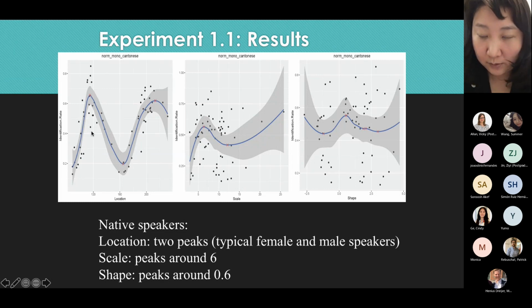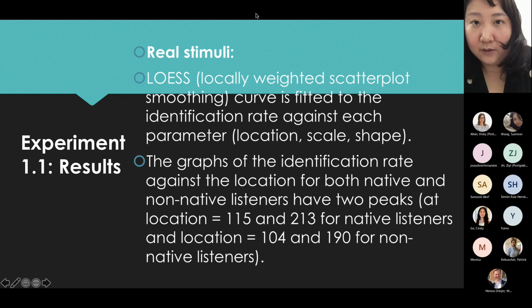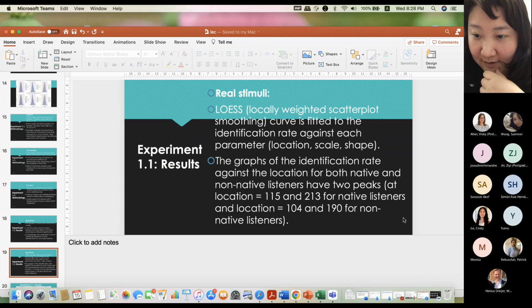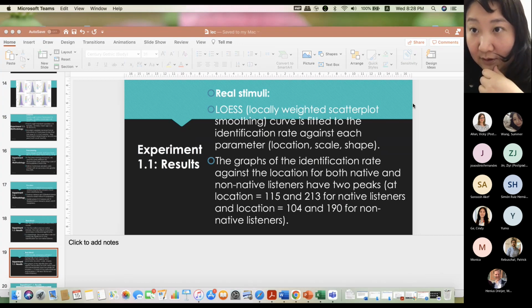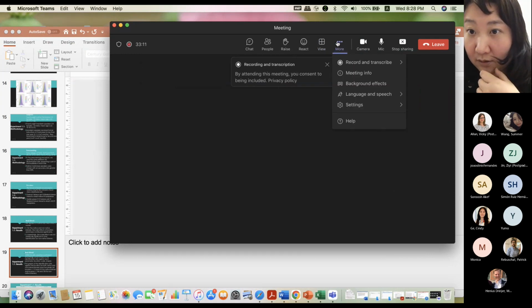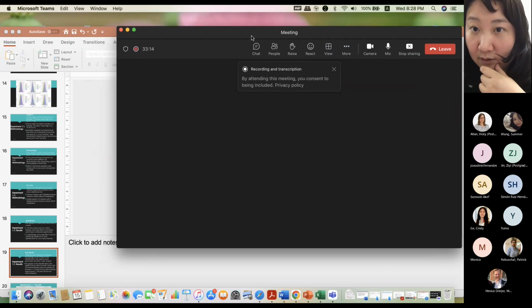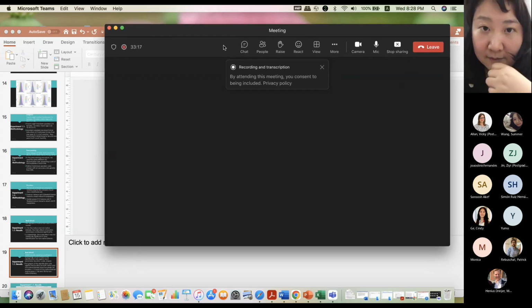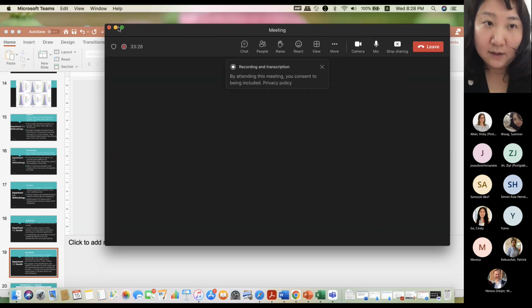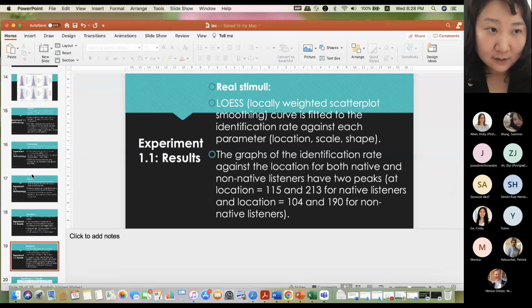So let me see if it's possible to draw here. Not sure if it's doable. On Zoom we do have annotations, so you can draw on the PowerPoint. I don't really see a way of drawing here. So let me just describe it in words.